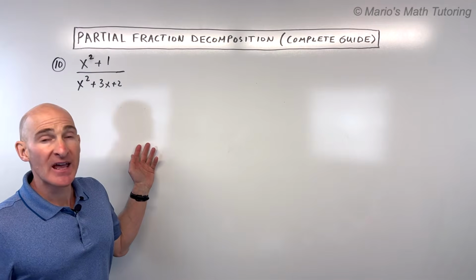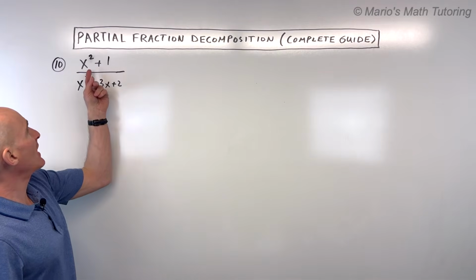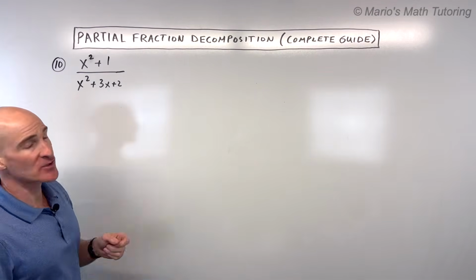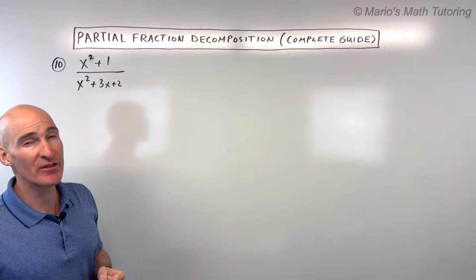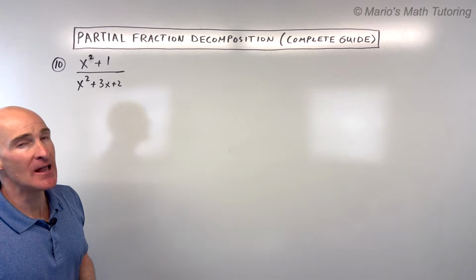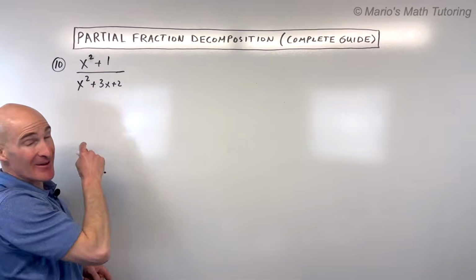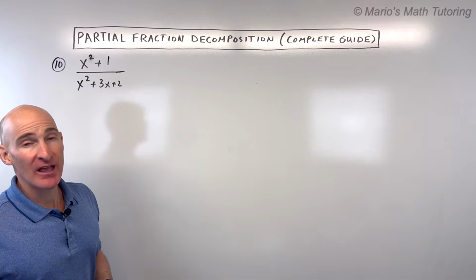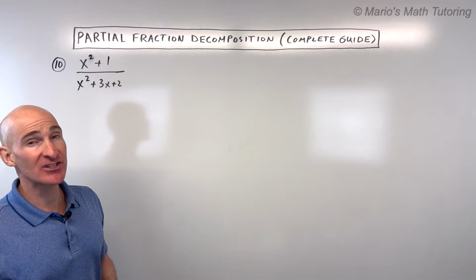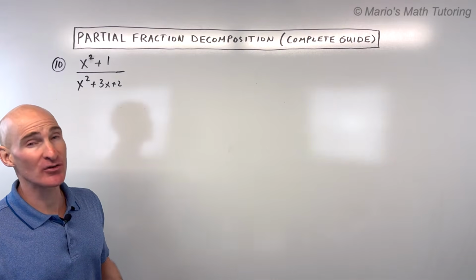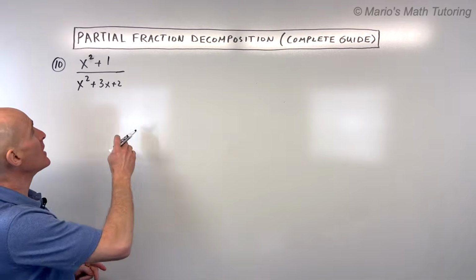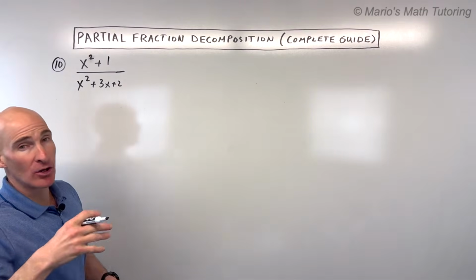Okay, let's look at number 10 now. So for number 10, we've got x squared plus 1 over x squared plus 3x plus 2. So what do you think about this one? Try and do this one. What you'll notice here is that the numerator's degree is the same as the denominator's degree. So what that tells us is that this is actually an improper fraction. So our very first step is to rewrite this by doing long division.